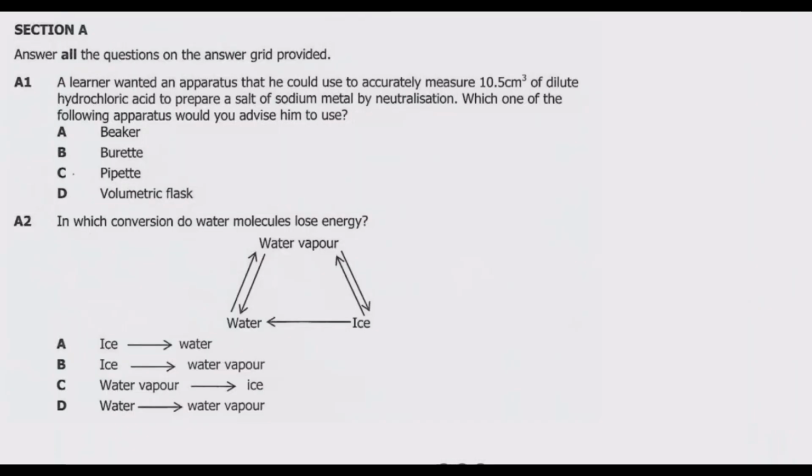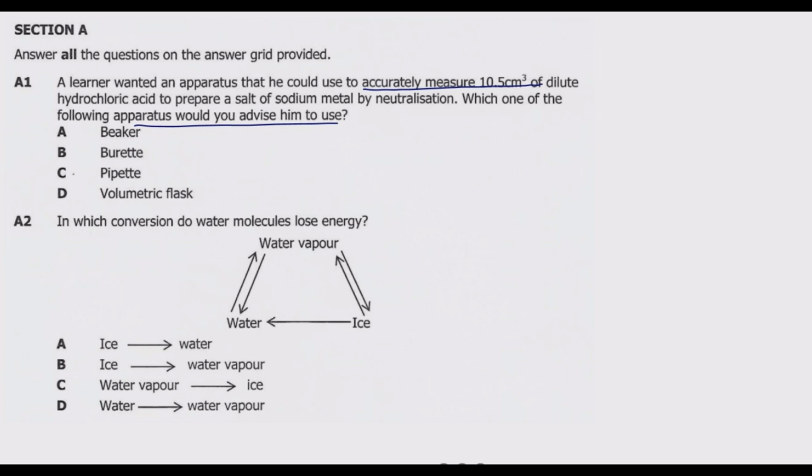Question 1. A learner wanted an apparatus that he would use to accurately measure 10.5 centimeter cubic of dilute hydrochloric acid to prepare a salt of sodium metal by neutralization. Which one of the following apparatus would you advise him to use? So the question is asking us what can we advise him to use, and this is the key: accurately measure 10.5 centimeter cubic. So we look at the option beaker.